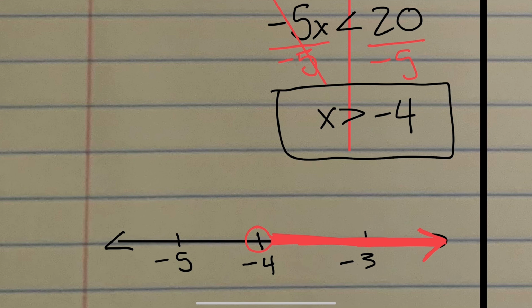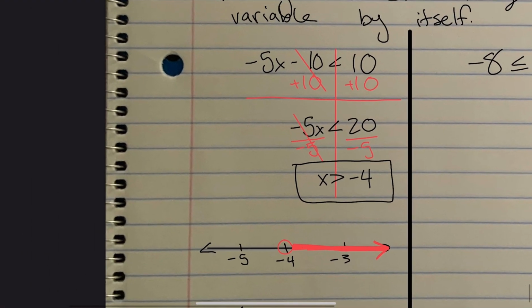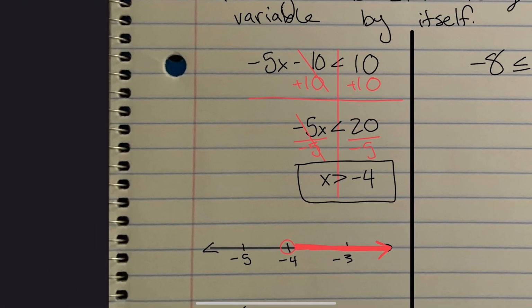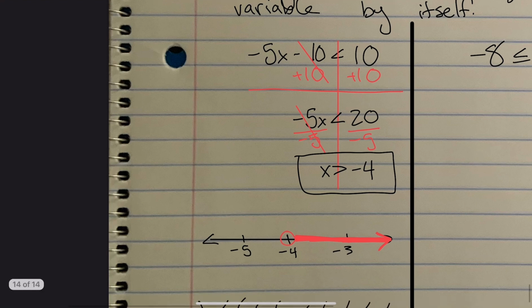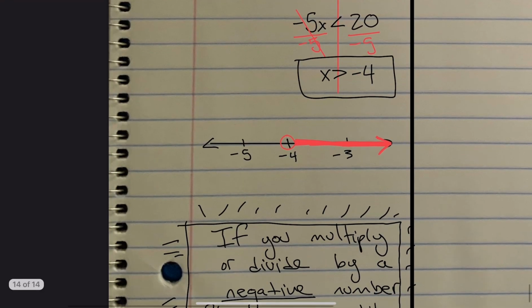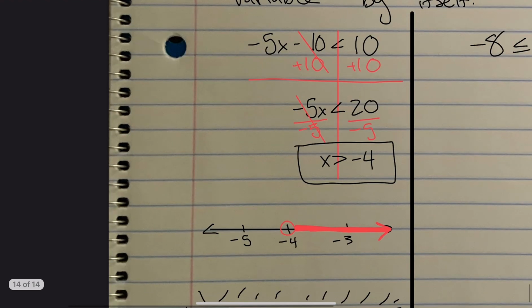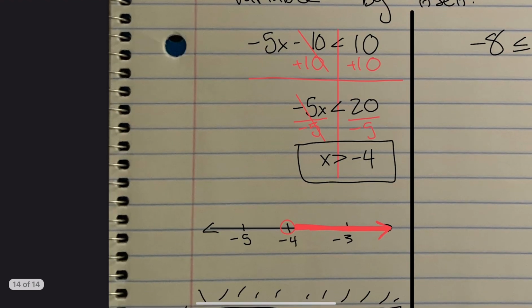All right. Now I'm done. So, like I said, it's just like solving a regular equation, only this time we have that small issue with multiplying and dividing by negatives, and we have to do the graph. All right, so let's take a look at another one.